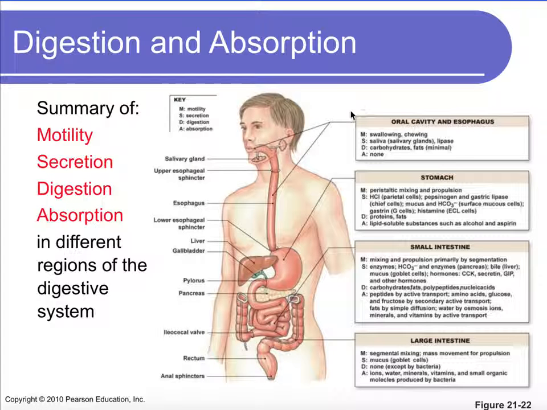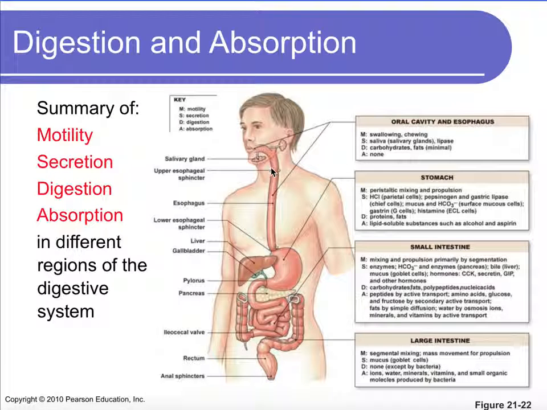For example, in the oral cavity and the esophagus, what kind of motility do we have? We have the process of swallowing and chewing, and obviously the peristalsis going down the esophagus. What kind of secretions do we have? We have saliva, right? Our salivary gland will release that. And we also release some lipases here. So then what kind of digestion do we do here? Well, the salivary amylase will digest our carbohydrates, and the lipases will digest our fats, although again, it's minimal here. And do we do any absorption here? And the answer is none.